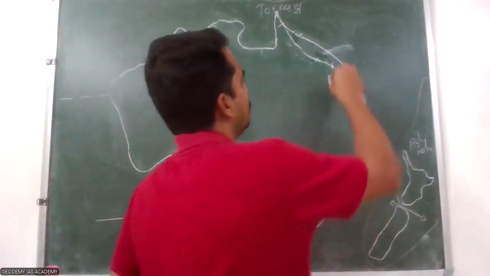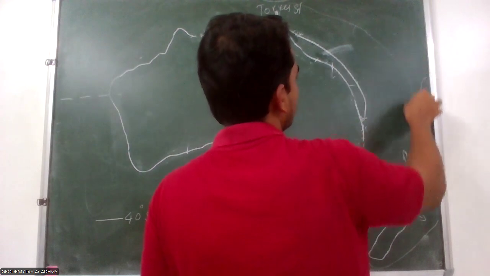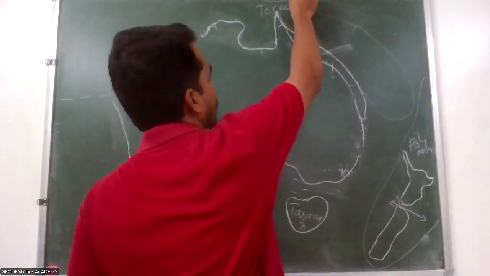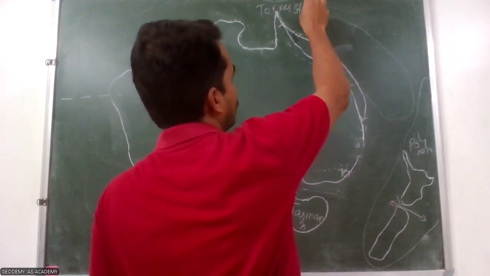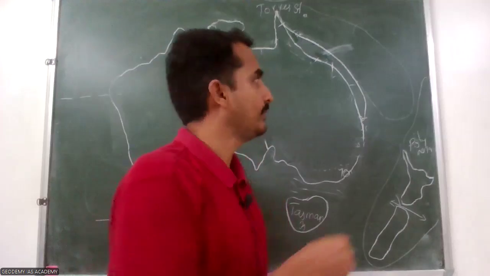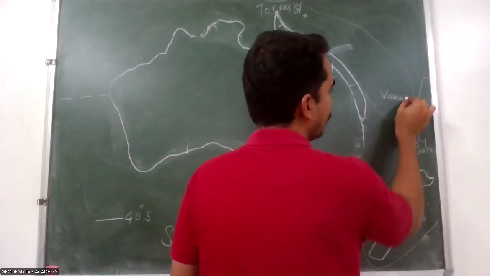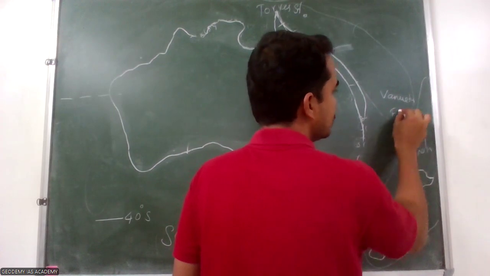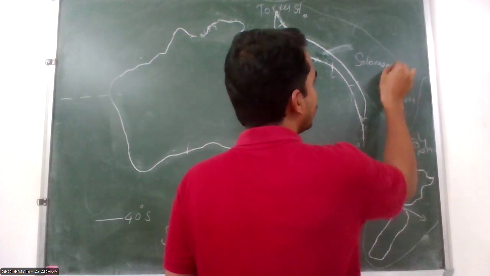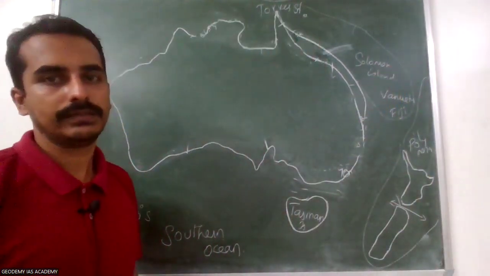And Melanesia is here in this part: the Papua New Guinea island, and the eastern part of Papua New Guinea island, the Solomon Islands, Vanuatu, and Fiji. Those are in the Melanesian region.